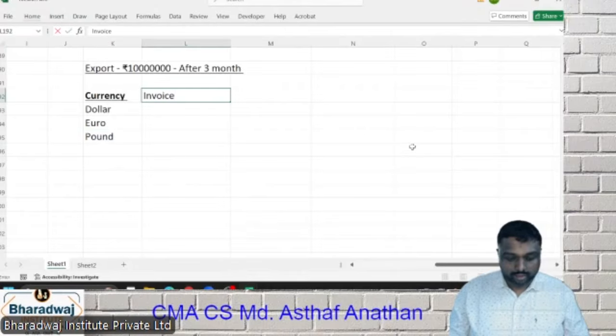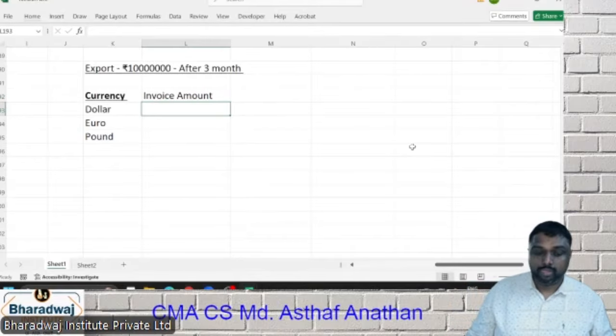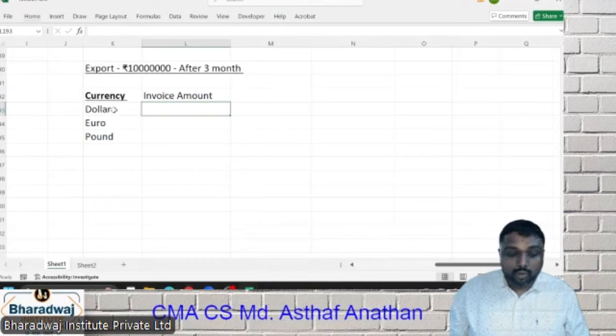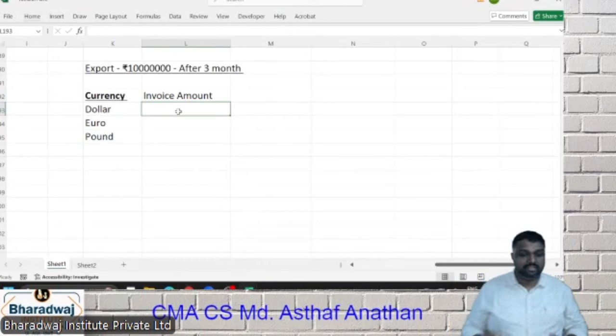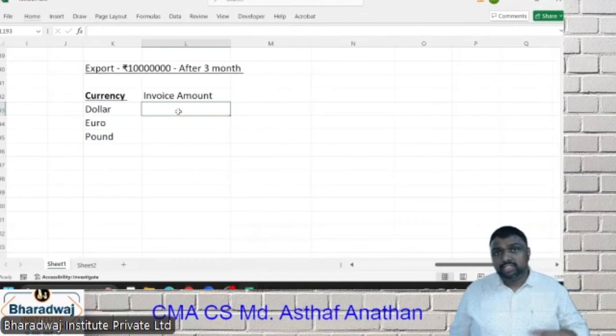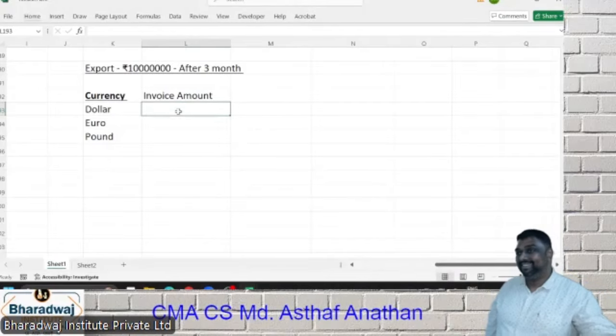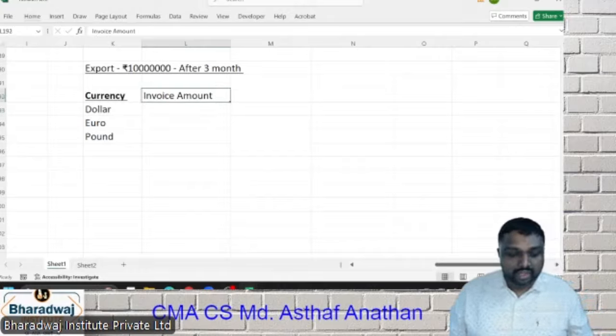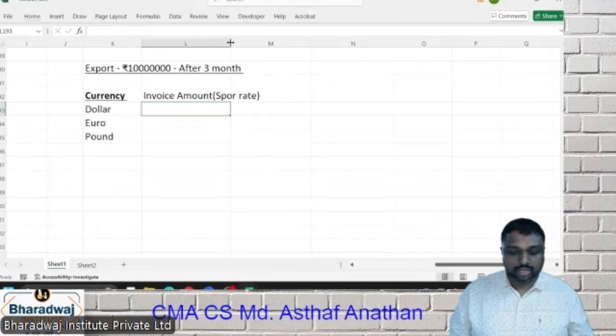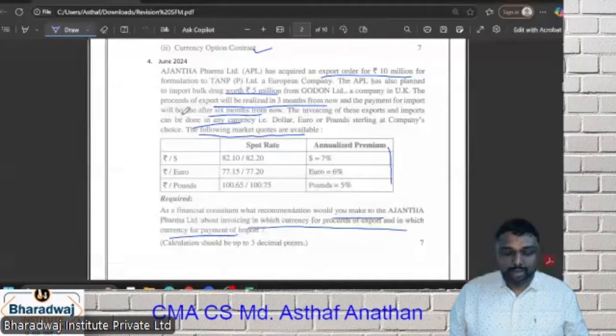Now, what is the invoice rate? Very, very important. See, for dollar, what is the invoice amount you have to make? Tell me, my dear friends, when will you give the invoice? You give the invoice when you make the sale, on the spot. Now you will give the invoice now; the payment only you are getting in future. So for the invoice amount, the relevant rate is the spot rate. So what invoice will you take? See, 10 million you have to take for dollar.